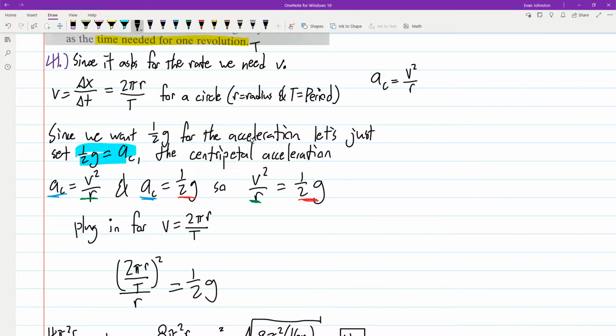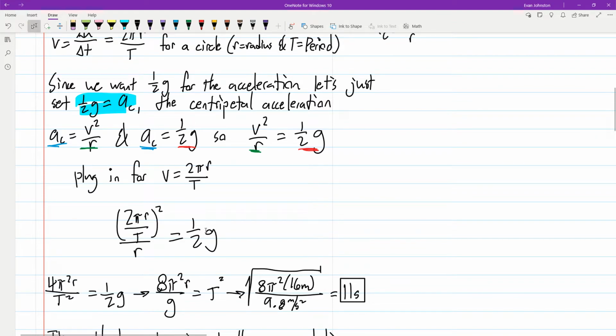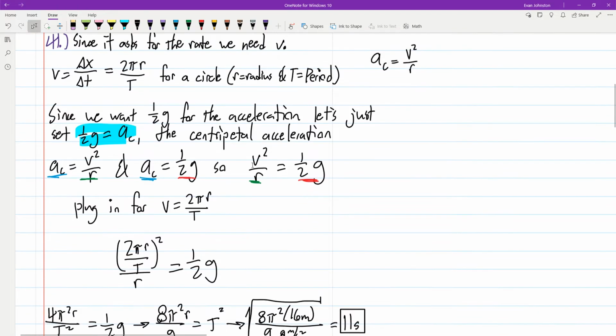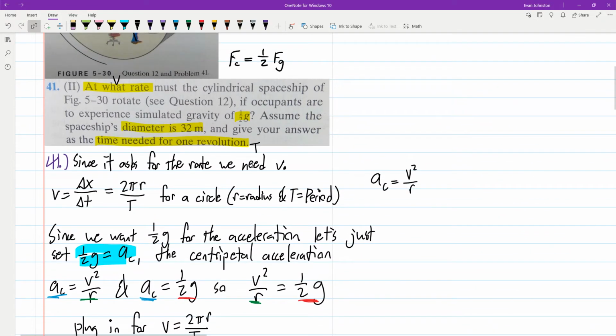And so I'm showing all my steps here. We have 2 pi r over big T, and that's squared over r is equal to 1/2 our gravitational acceleration we want, 1/2 g. And maybe at this point you're going, what are we doing? Why do we care here? Well, again, we want to find out how quickly this shell of the spaceship has to rotate for this person to experience 1/2 g.